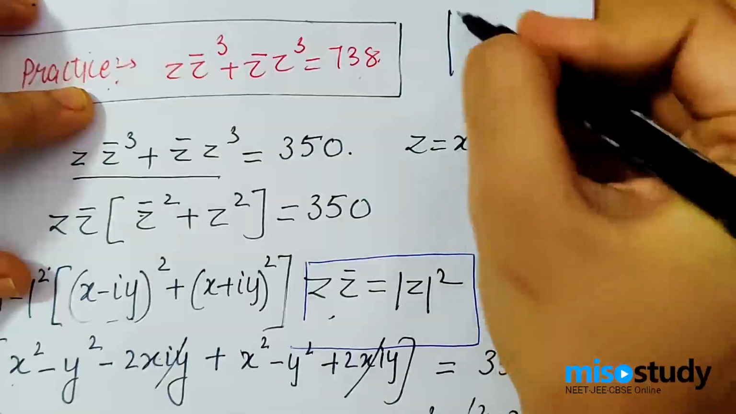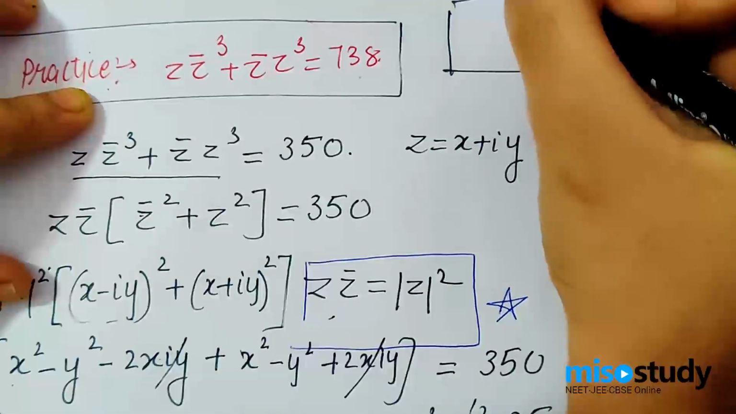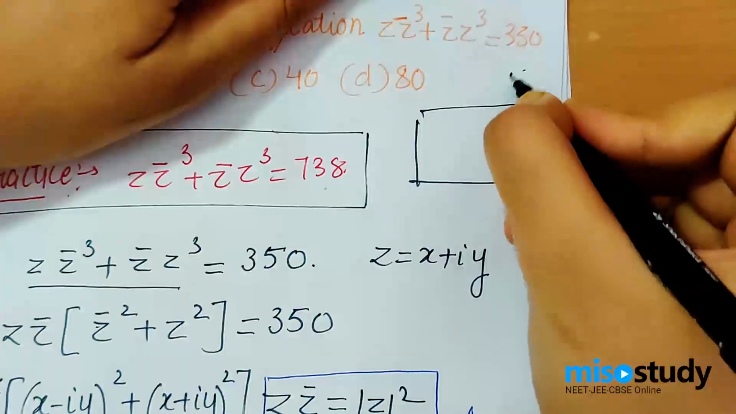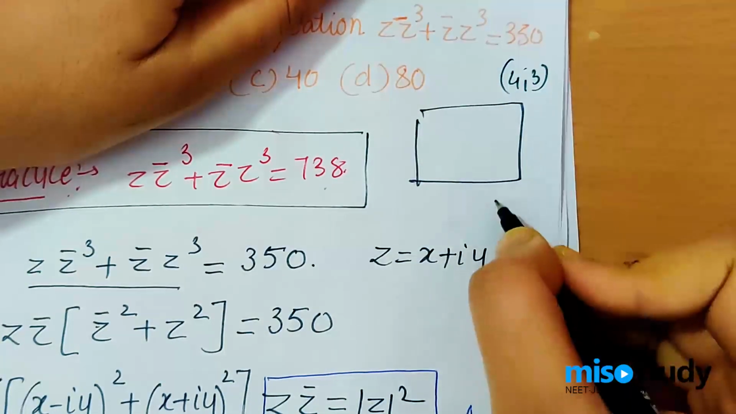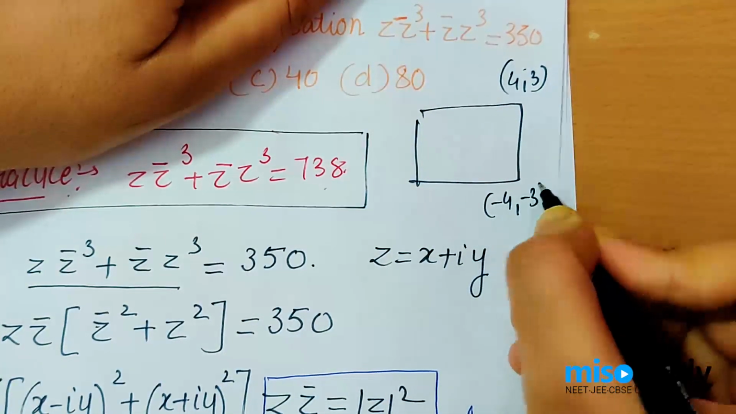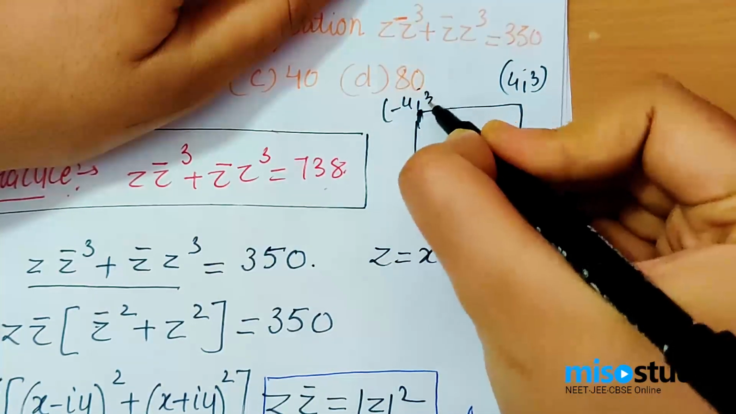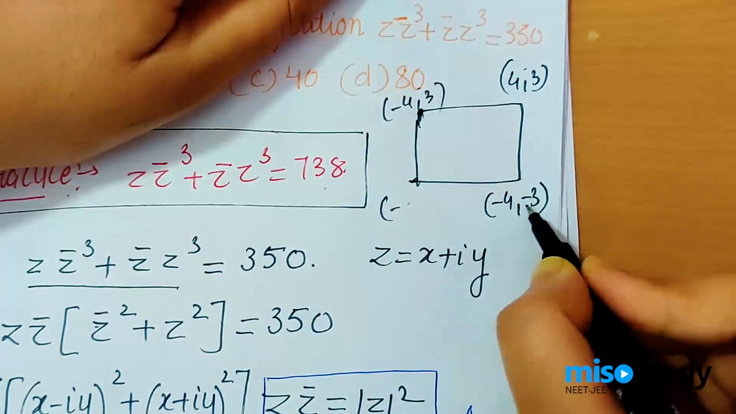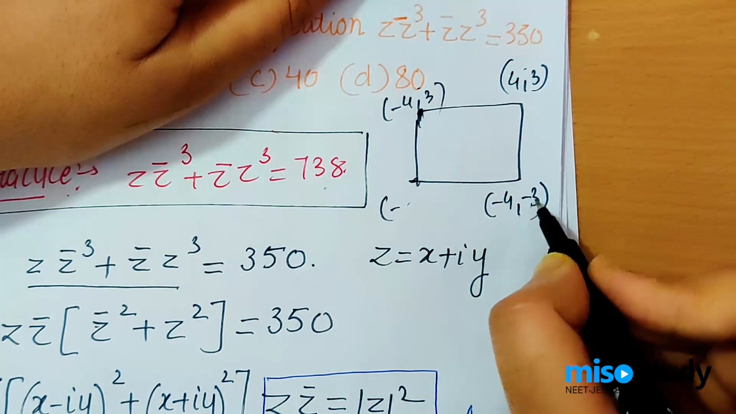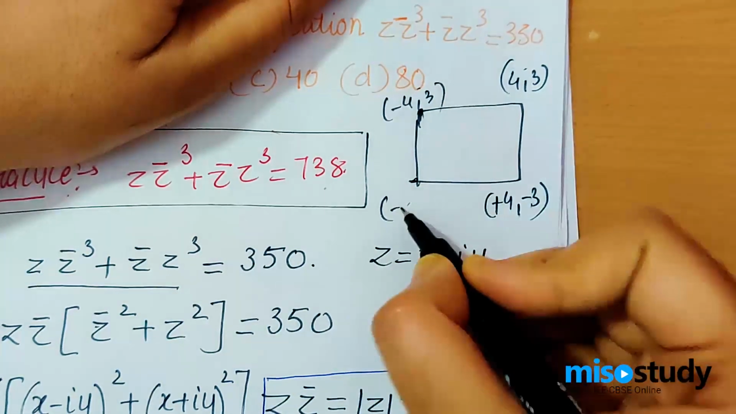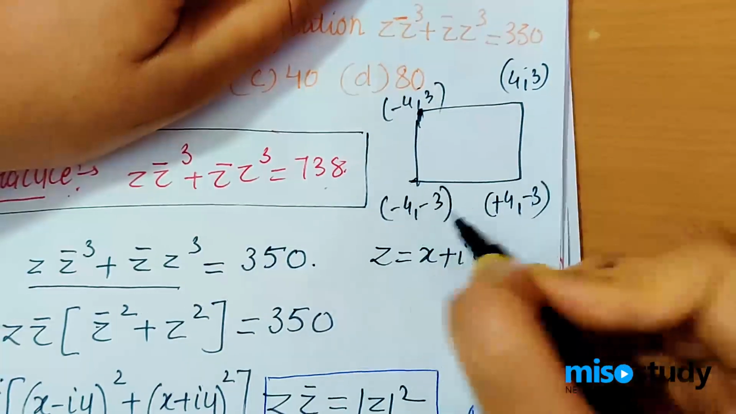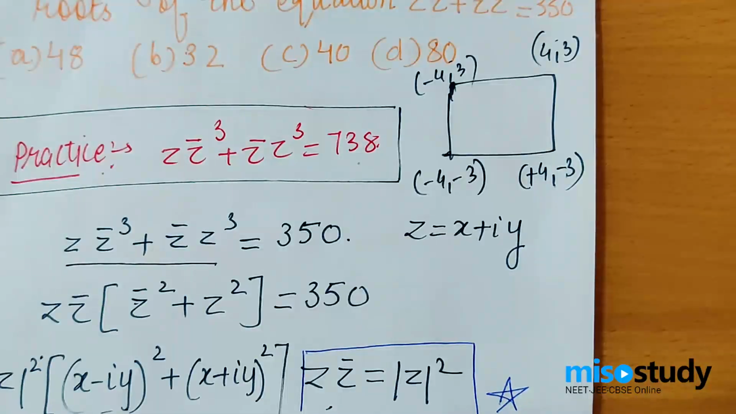So I get that the vertices of my triangle would be (4, 3), (-4, -3), (-4, 3) and, this won't be (-4, -3), this would be (4, -3), and (-4, -3). Now you can easily find out the area of the triangle. I don't think you need my help.